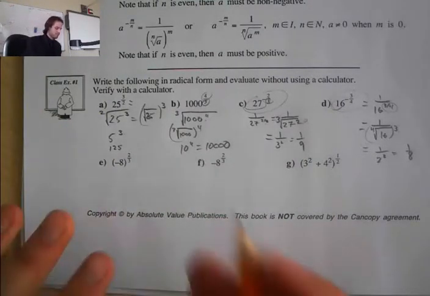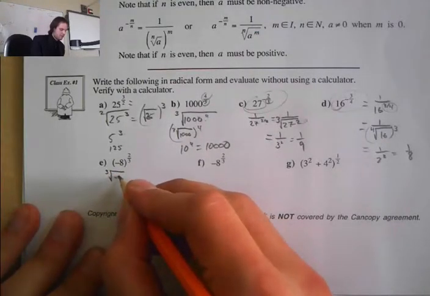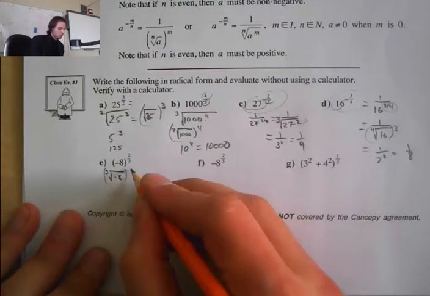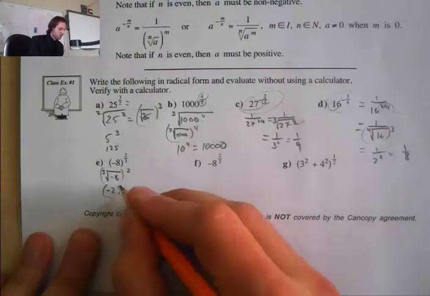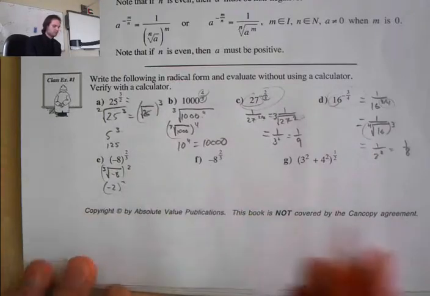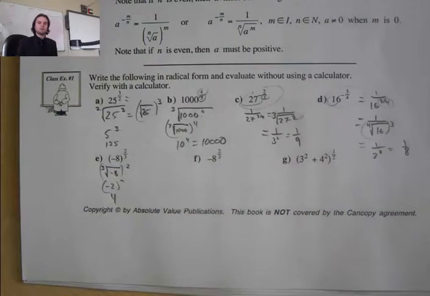All right, now we have negative 8, and we want that to the power of 2 over 3. So we have to first cube root negative 8, then we're going to square whatever that number is. What's the cube root of negative 8? That's negative 2. Squared, it's going to give me 4. That's it.